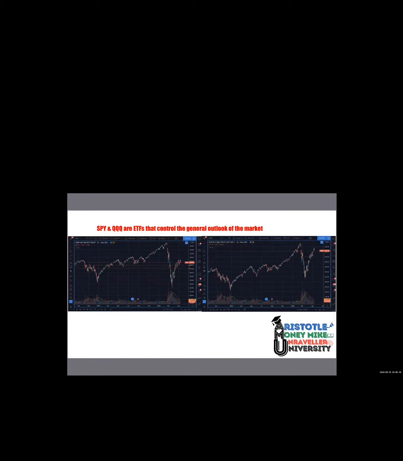So if we look here, SPY and QQQ are ETFs that control the general outlook of the market. If these two are down, both of them, the market is down. The market follows these two. So always remember this: if you want to see the overall scope of the market, the first thing you need to do is look at these two in the morning.